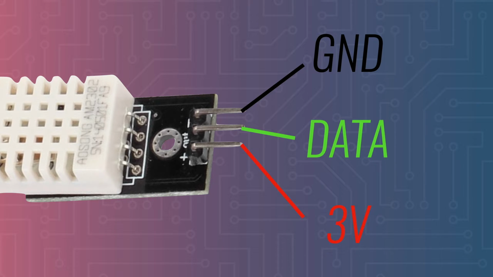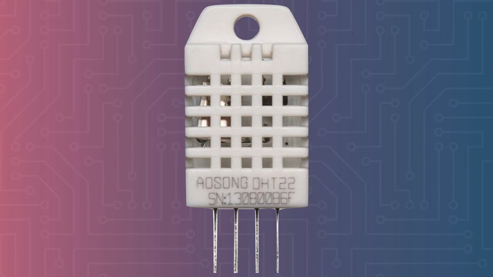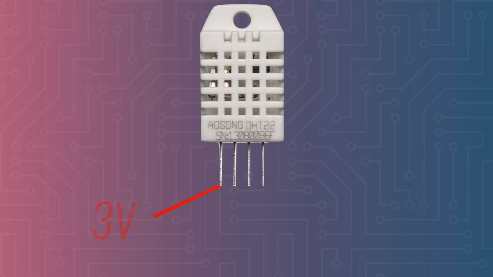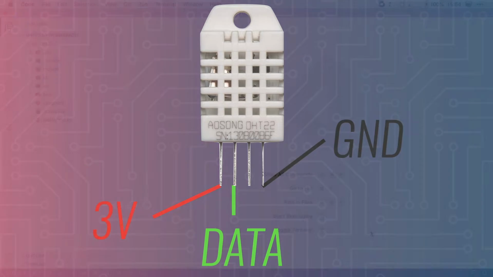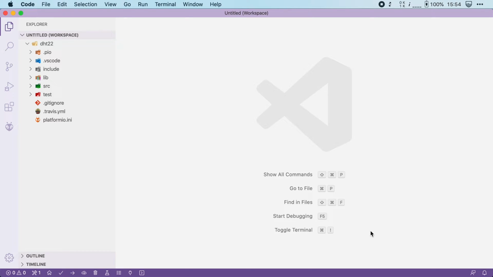Now, if your DHT22 sensor isn't attached to a PCB, you'll have 4 pins instead of 3. In that case, you can ignore the third pin and connect power, data, and ground in this way. Now, once the hardware is connected, it's time for the software.